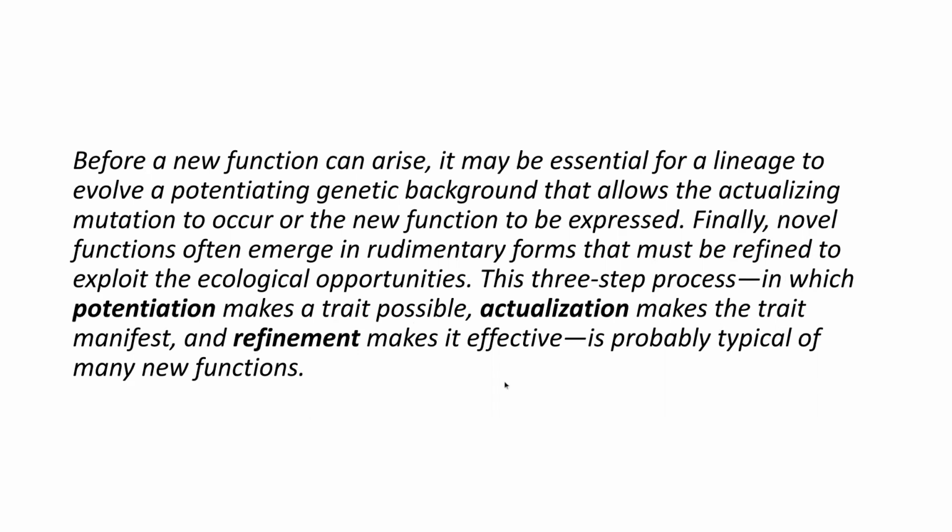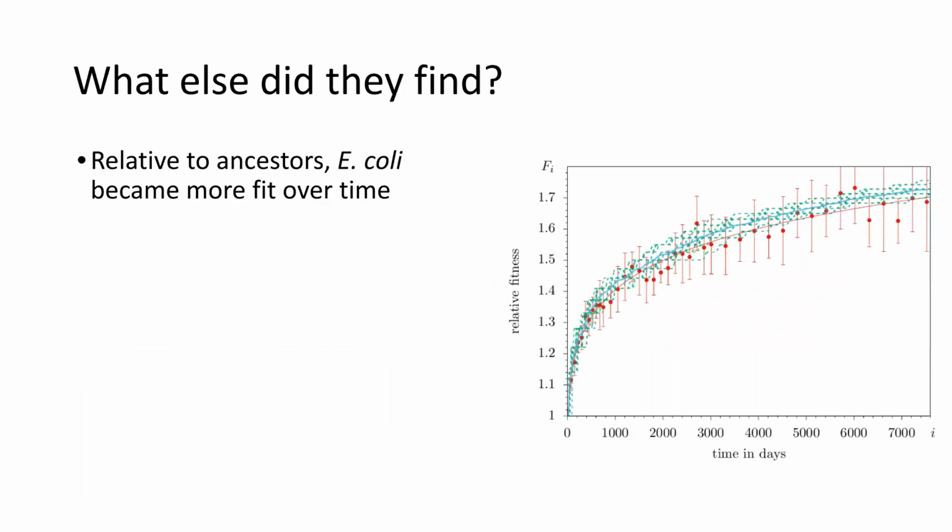So what this is saying is the potential has to be there. So the potential in our case was using citrate in the absence of oxygen. The actualization was the mutation happening that allowed the citrate utilization in the presence of oxygen to occur. And the refinement is what made it better, made it more efficient over time, made it better functioning. So it's a really, really fascinating thing.